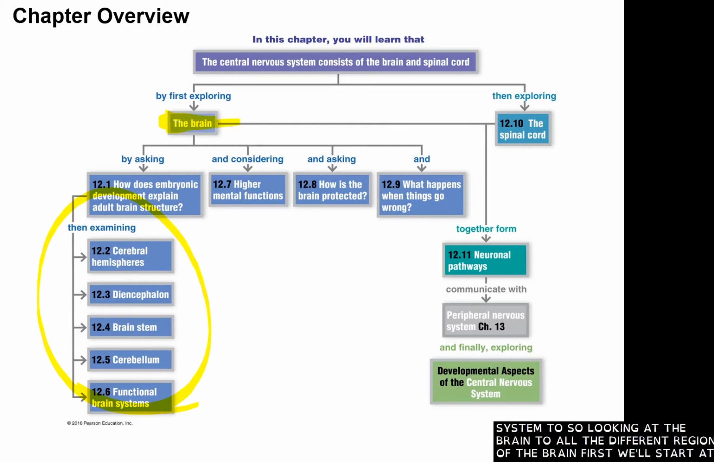First, we'll start with development, looking at how the brain folds upon itself and forms the different regions. And then we're going to look at the different regions of the cerebral hemispheres, and then dive into the diencephalon, which is a different part of the brain, then the brainstem, the cerebellum, and then these functional brain systems and how they work together.